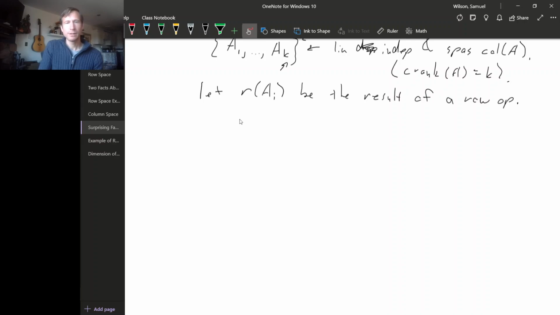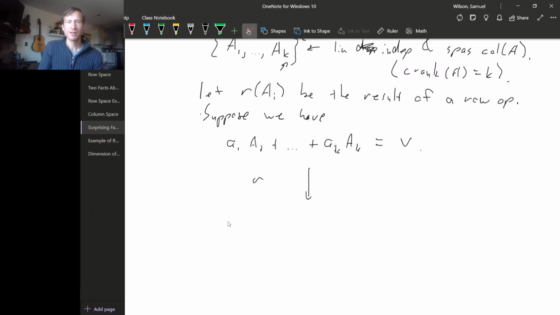So let's imagine that. Suppose we have some linear combination of the A_i's, little a1 times capital A1 through little ak times capital AK, and suppose that this linear combination gives us a vector.